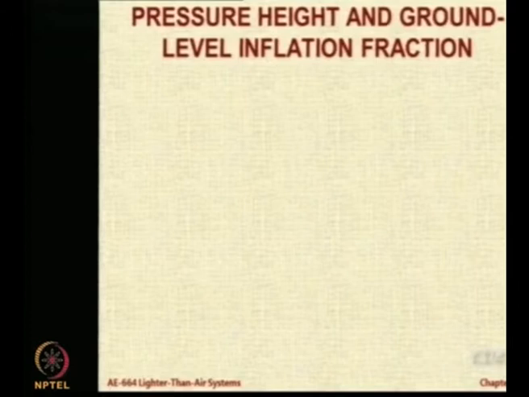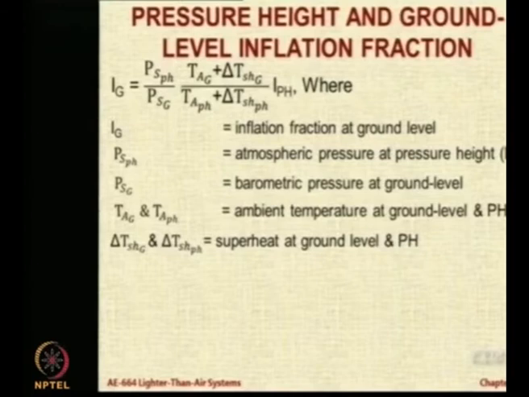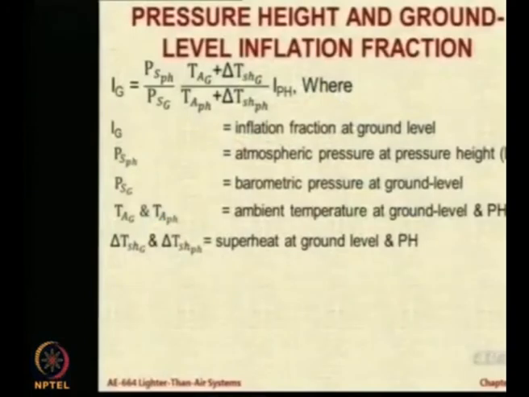Now let's look at what happens when the airship for some reason has to fly above the pressure altitude, and let us look at the relationships. I am replacing the same expression from the previous slide here. I am calling it IG, which stands for the inflation fraction at ground level, equivalent to the subscript 1 in the previous slide. And I am putting PH as the subscript for 2, considering PH to be the pressure height. So once again, we get IG, inflation fraction at ground level, equal to PSPH by PSG times the temperature ratio times IPH. Is this clear? We have just taken the simple relationship between any two points, and we have considered those two points to be the ground and the pressure altitude. Please note, here I have not assumed anything like ISA. Although I have ignored super pressure, I am retaining superheat.